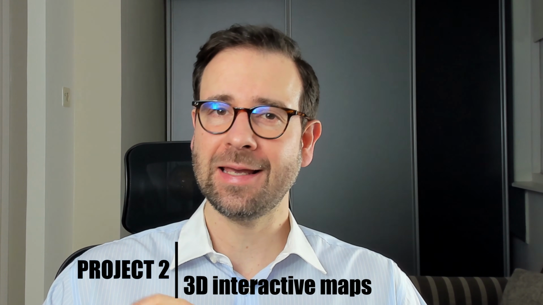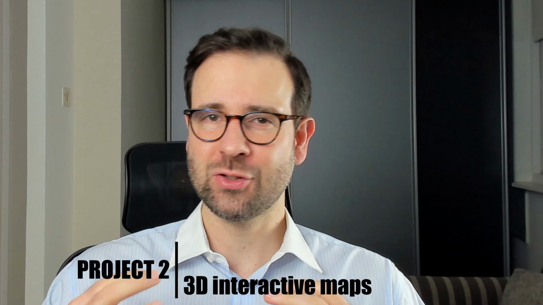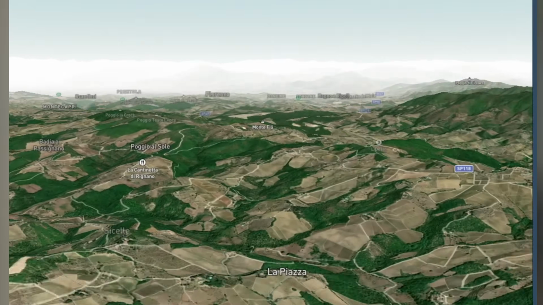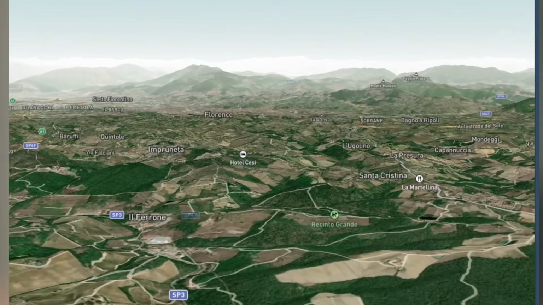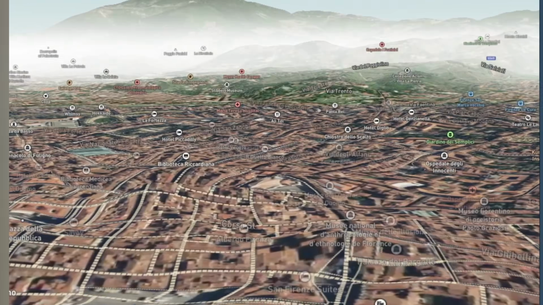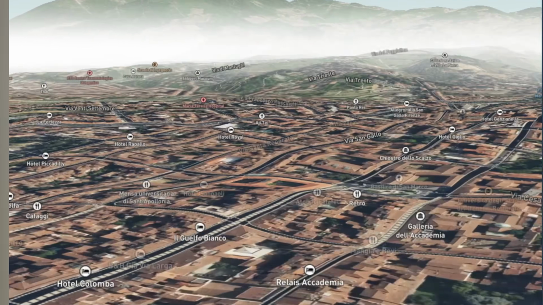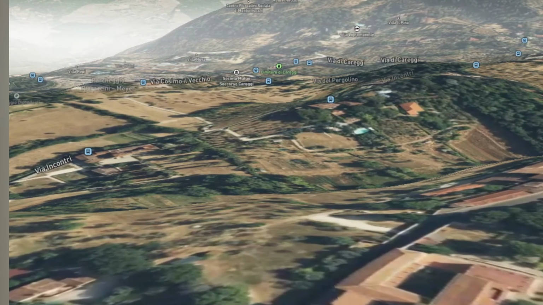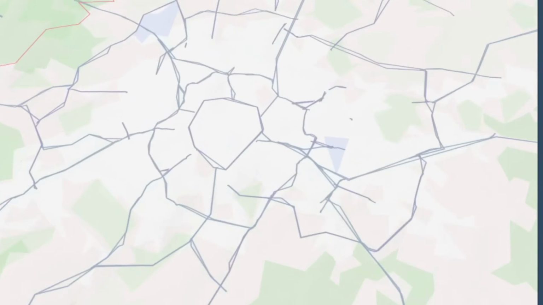Project number 2 is creating 3D interactive maps with the mapgl library. Static maps are cool, but what about 3D interactive maps? Well, they're next level. And with the mapgl package, you can bring your data to life in 3D. Imagine letting users explore city skylines, rugged terrain, or population density, all in a dynamic, interactive environment. Several things come to my mind that you could explore.